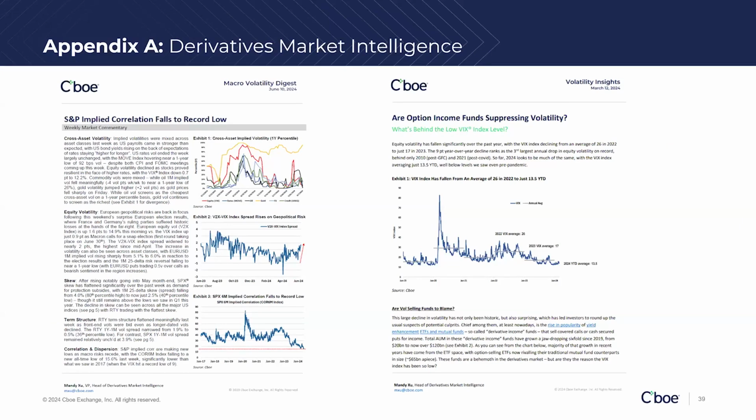It's called the Macro Volatility Digest, which basically summarizes how option traders are positioning for the past week, and basically how they've assessed risk and how they've priced risk across different macro and micro single stock catalysts.